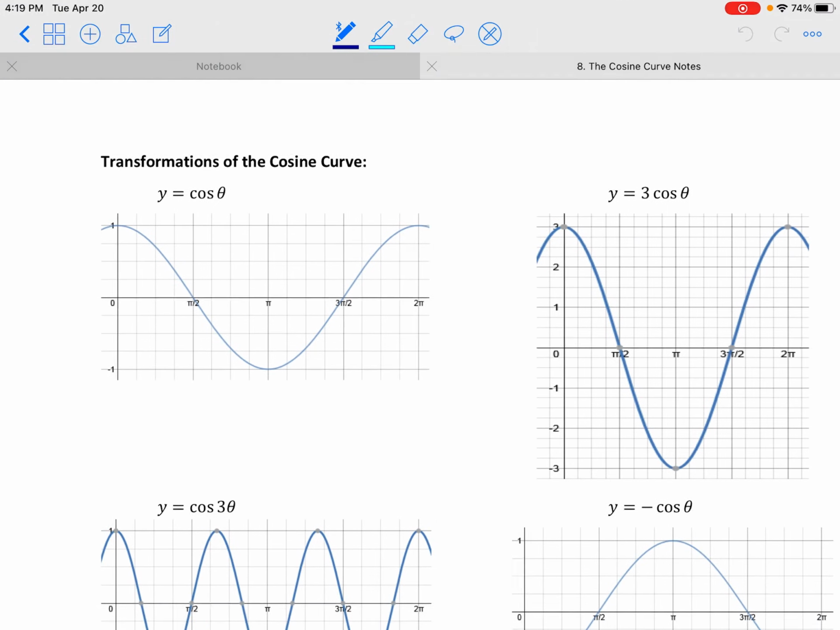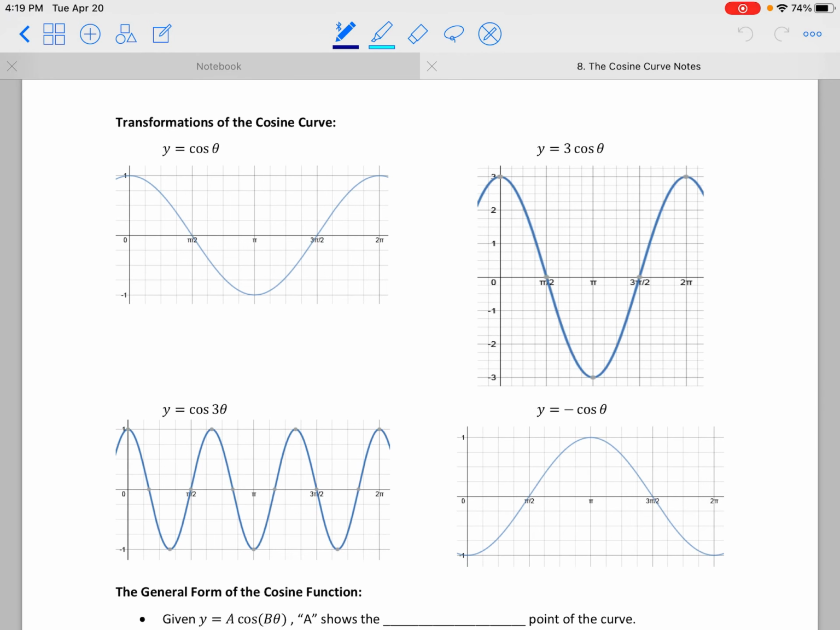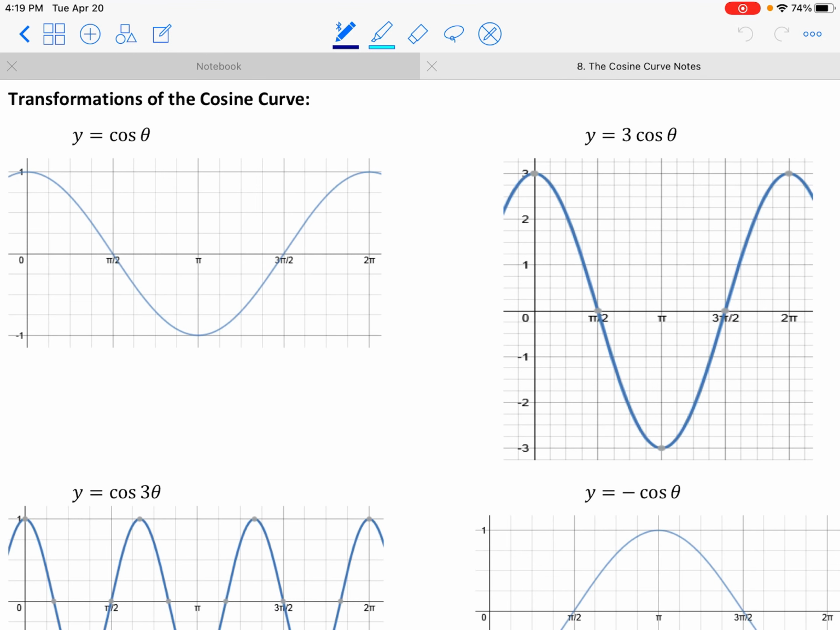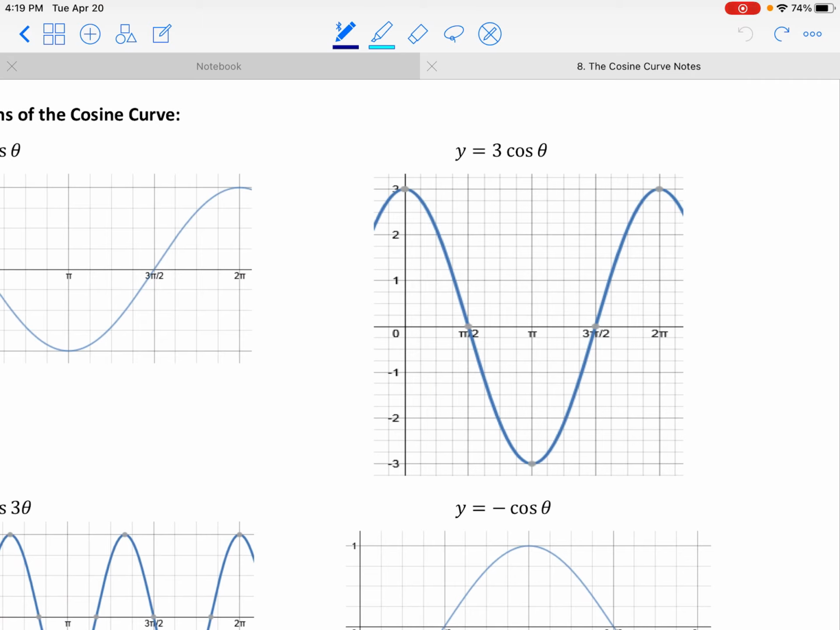Okay, so now we have some transformation rules that we looked at last time with the sine curve. I graphed them for you here so you can see it. So this is our basic cosine curve. If we change the 1 in front to a 3 in front, just like with the sine curve, what that does is it vertically stretches the graph. So the vertical stretch in this graph increases the amplitude. So that makes our amplitude 3.